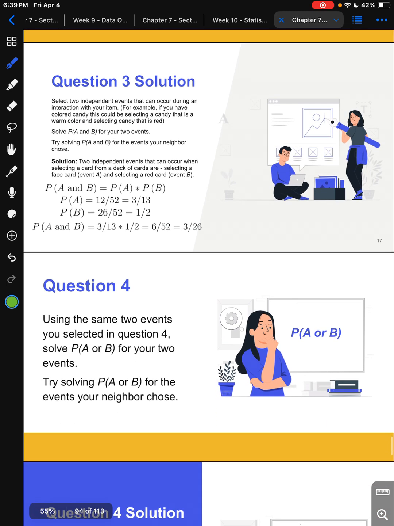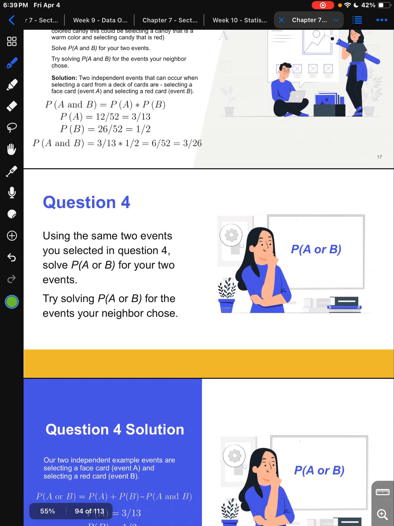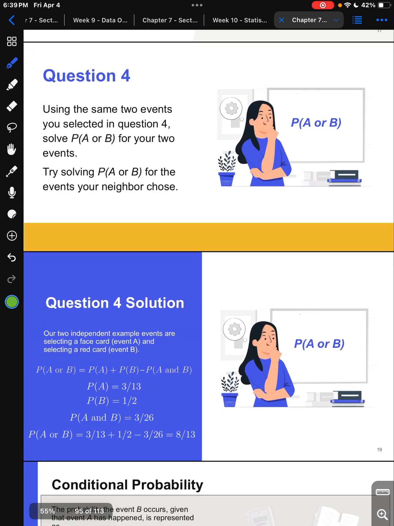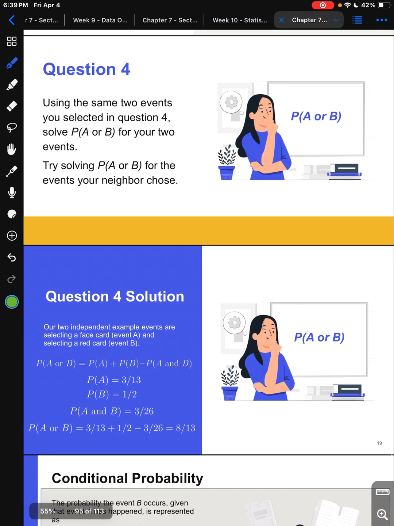Now using the same two events, solve P of A or B. So probability of A is 3/13. Probability of B is 1/2. Probability of A and B we found to be 3/26. So to do that, you just take 3/13 plus 1/2 minus 3/26, and you get 8/13.